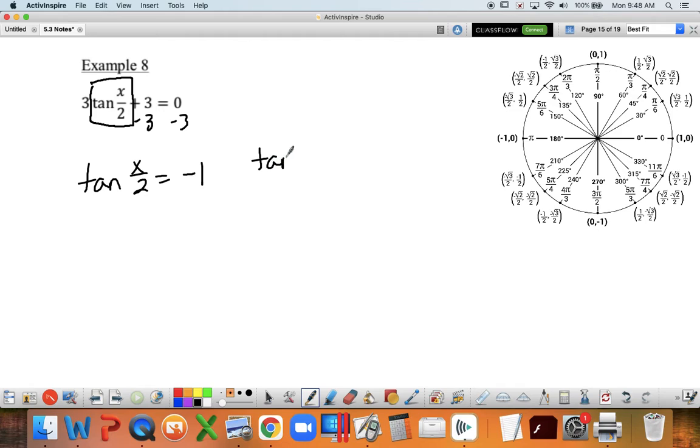So tan is -1 at 3 pi over 4, right? Let's just verify that. Yep, 3 pi over 4, we've got it. And also 7 pi over 4. But what I can do is I can say 3 pi over 4 plus any multiple of just pi. Instead of multiples of 2 pi, we've got just n pi.